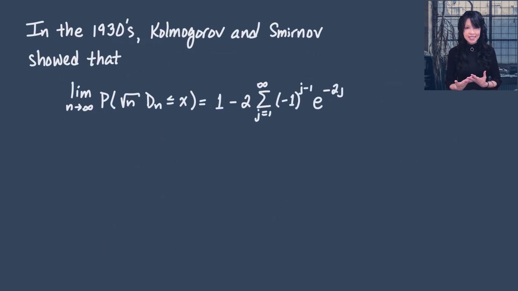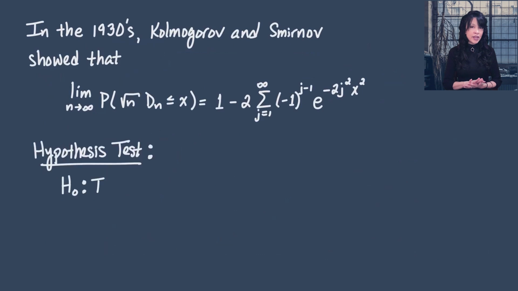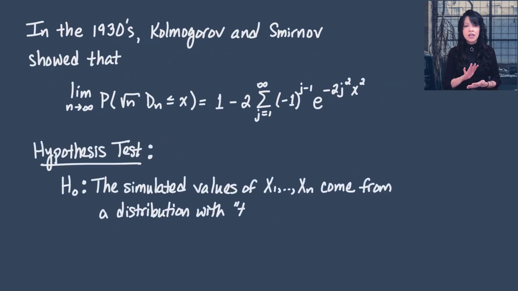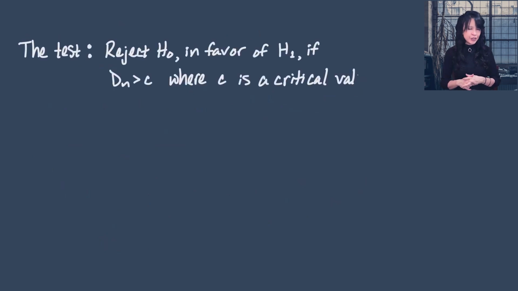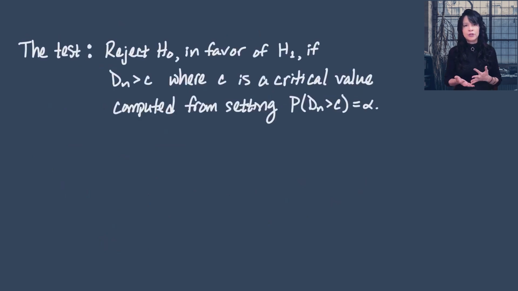Our hypothesis test here, our null hypothesis is going to be that the simulated values, capital X1 through capital Xn, come from a distribution with target CDF capital F. Our alternate hypothesis is going to be not the null hypothesis. Easy enough. Our test is going to be to reject the null hypothesis in favor of the alternative if Dn is greater than some cutoff value c, also known as a critical value.